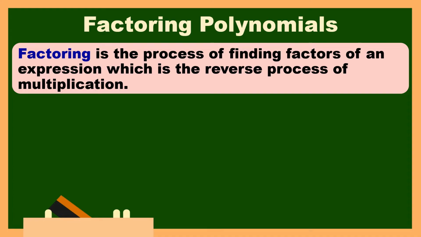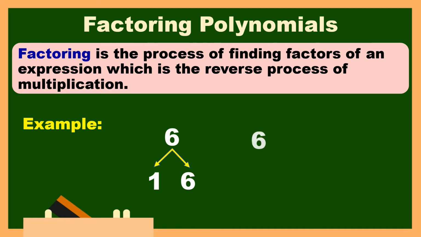Ang factoring po ay yung paraan kung saan hinahanap ang mga factors ng isang expression or numbers. At ito naman ay kabaliktaran ng multiplication. Halimbawa, ang 6 ay merong factors na 1 and 6. Bakit po? Kasi when we multiply 1 to 6, the result is 6. Another factor of 6 ay 2 and 3. Kasi if we multiply 2 by 3, the result is still 6. And 1 and 6 and 2 and 3 ay ang tinatawag nating factors.